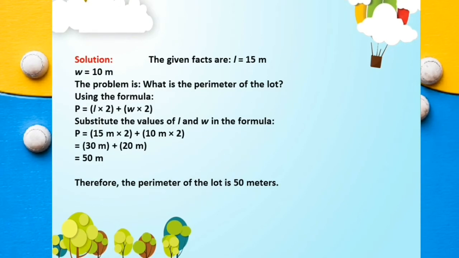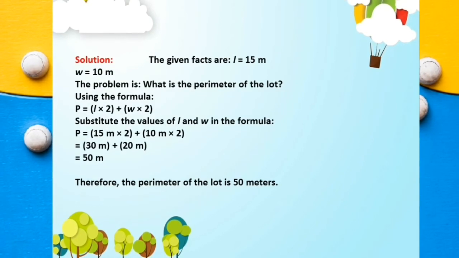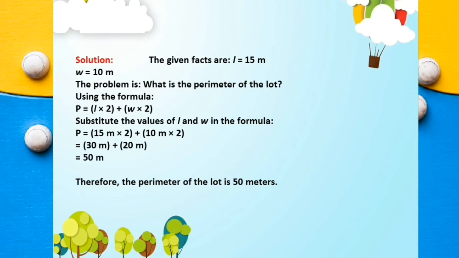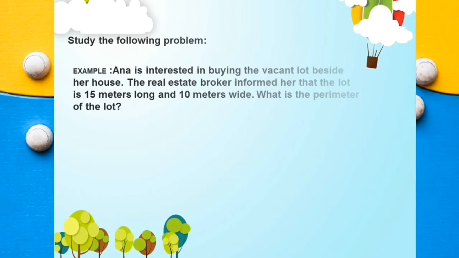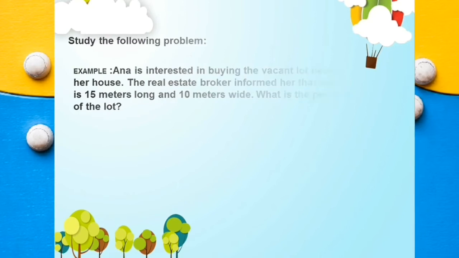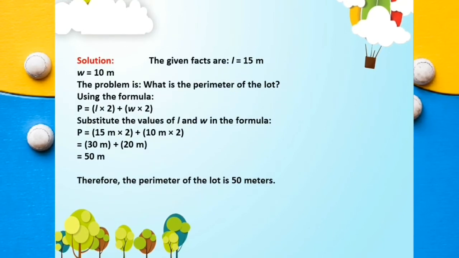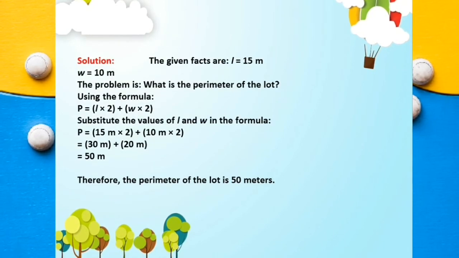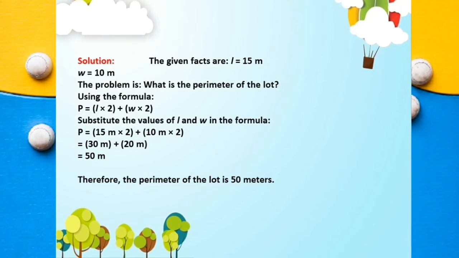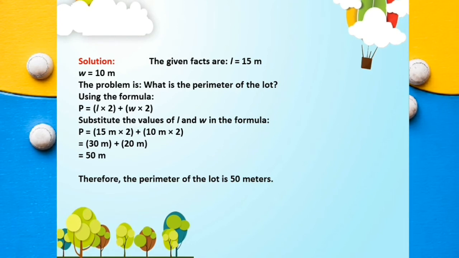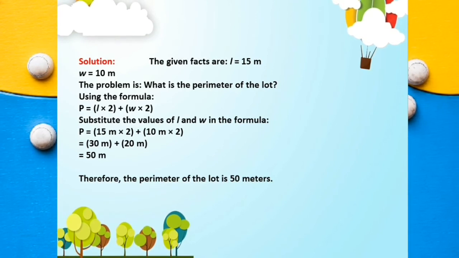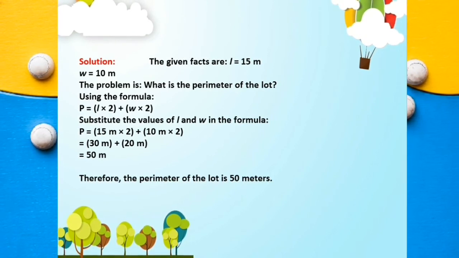So, the solution. The given facts are L is equal to 15 meters and W is 10 meters. The problem is, what is the perimeter of the lot? Using the formula, just simply substitute the values. Again, the formula is P is equal to quantity L times 2 plus W times 2.